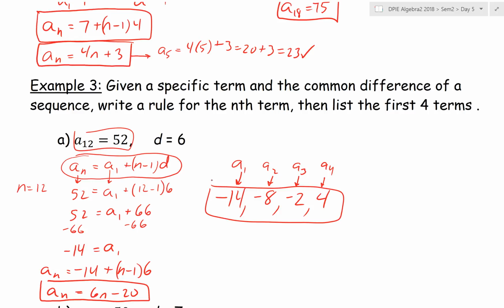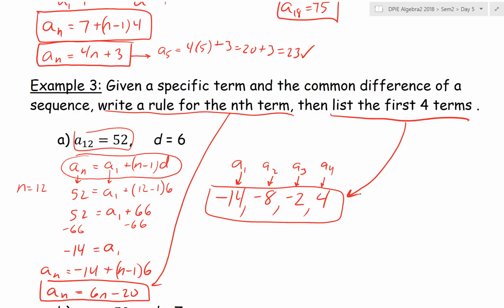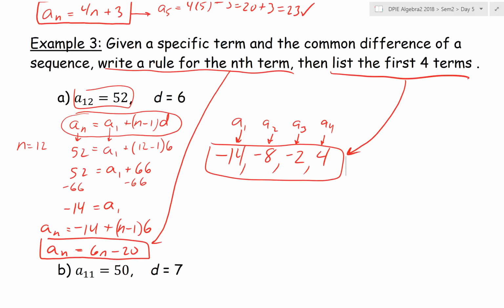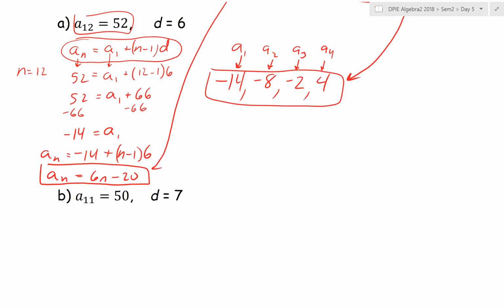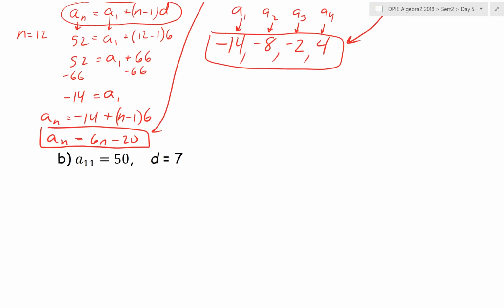And that's it. We found everything the problem asked for. Write a rule. We did that there. And then list the first four terms. We did that there. Okay, so now you give it a try. Press pause on the video. Try example B. And then press play when you're ready to see the solution.